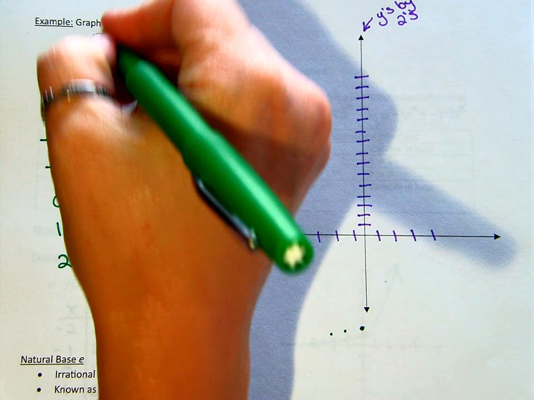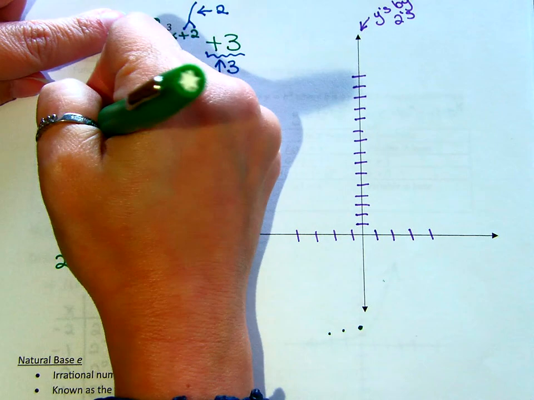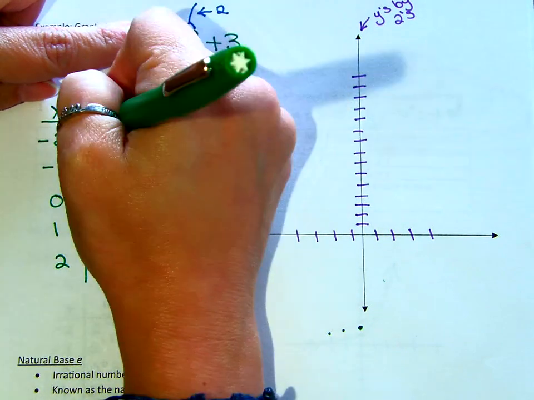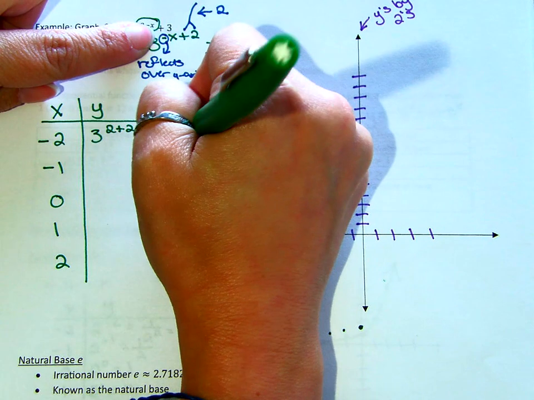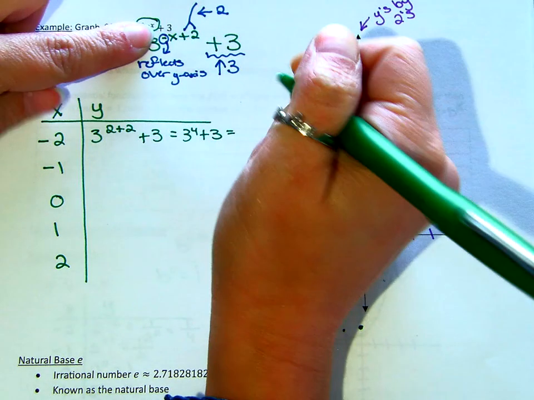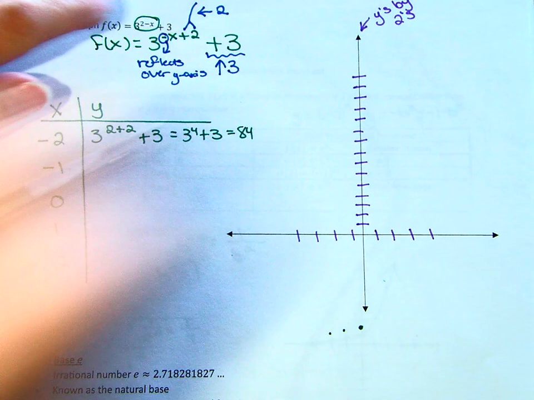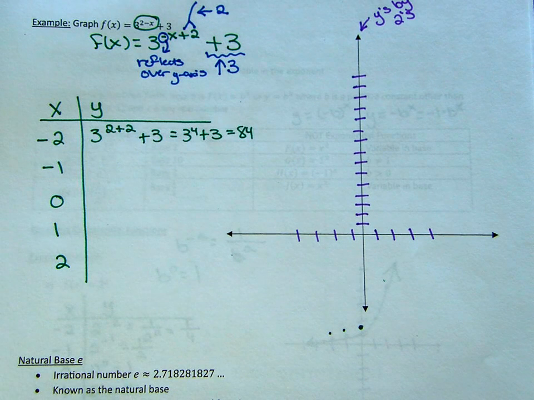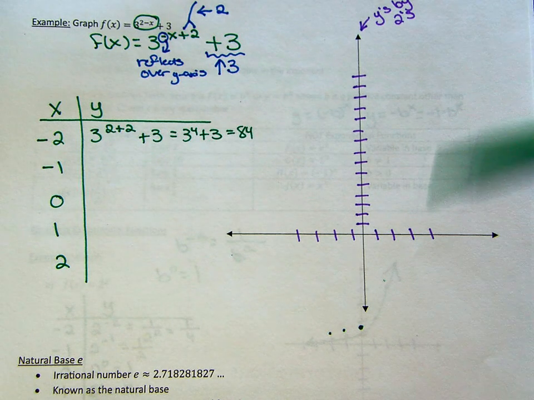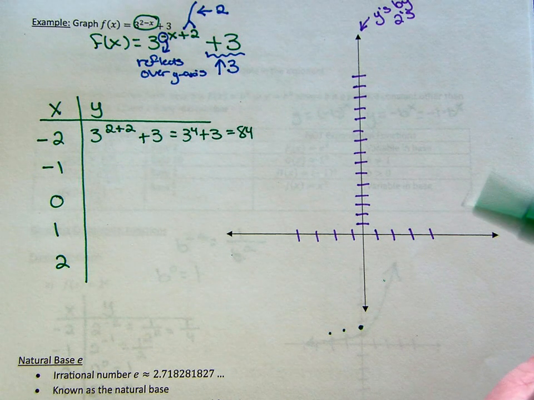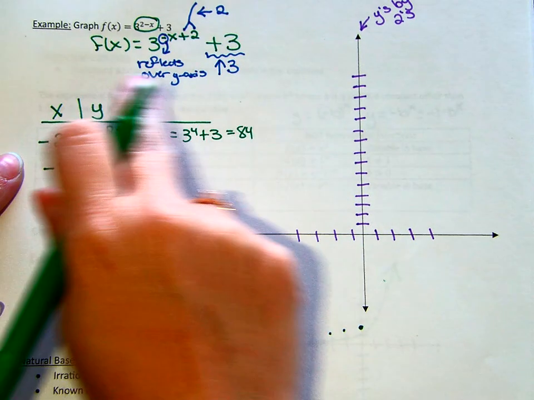So I will have 3 to the 2 plus 2 plus 3, 3 to the 4th plus 3. That gives me 84. So it gets large quickly. Like, I'm not even going to graph that. Obviously, I didn't make 84 tick marks, even if I'm going by 2s, which I noted I am. I don't want to do 41 or 42 tick marks. No, thank you. So that's why we're going to use our transformations when it comes to graphing in Pearson.